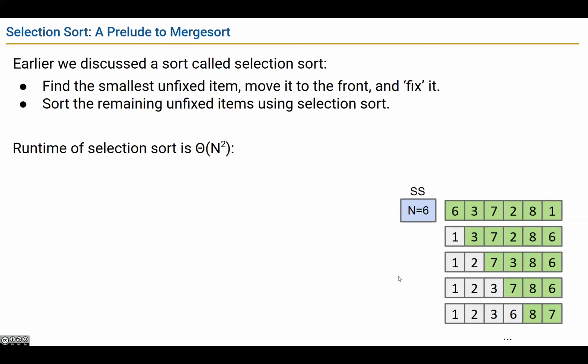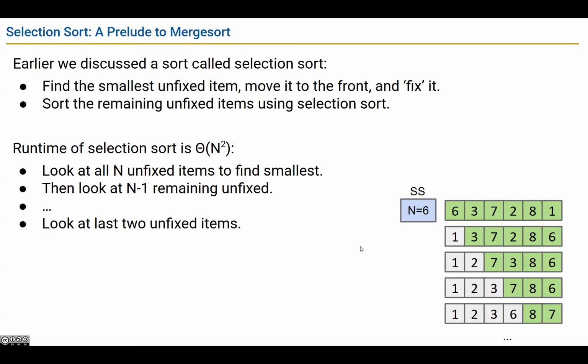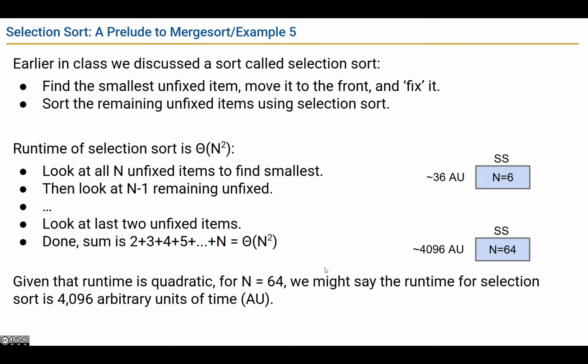The runtime for this was theta n squared, because it takes a lot of time to find the smallest item in each set. It takes n units of time to find the smallest, and then you got to look at n-1, then n-2, then n-3, and so on. Eventually, you look at one item. The total runtime is theta n squared. So if you consider the runtime as quadratic, for n equals 64, we can say the runtime is just about 4096. That's 64 squared units of time. It doesn't matter the exact value. It's just an approximation. It's a good way to sense about how much time it'll take.